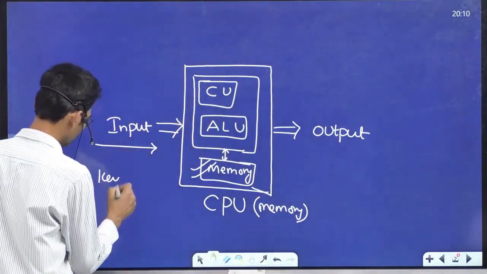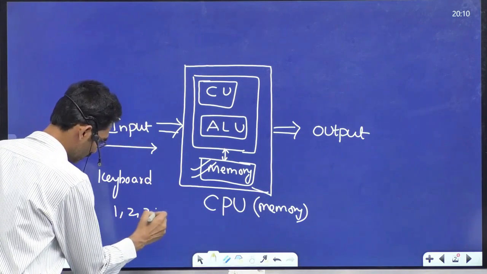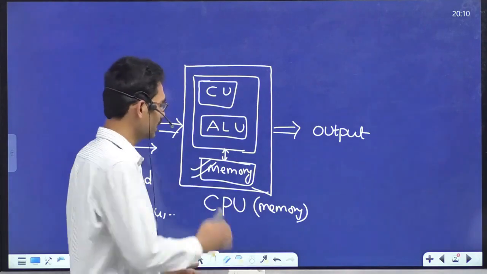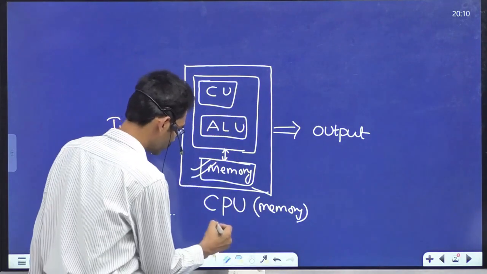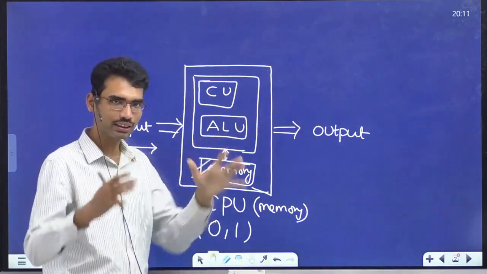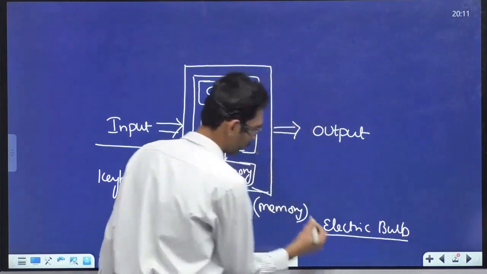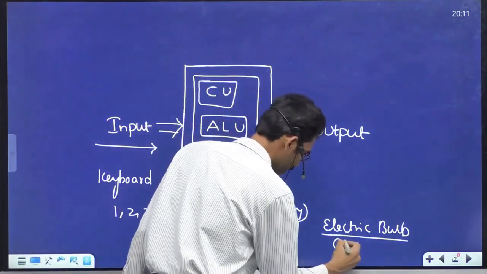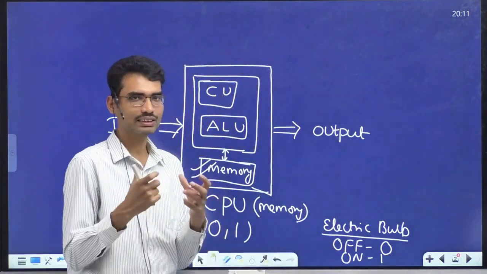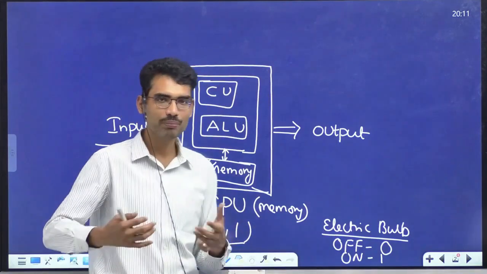For example, in the keyboard, if we type the digits 1, 2, 3, 4 and so on, computer cannot understand them. It will convert those digits into a different form, either 0 or 1. 0 or 1 in computer's architecture is like an electric bulb. If you switch off the bulb, that is the zero state. If you switch on, that becomes one. So it is the electrical state of an electric bulb.